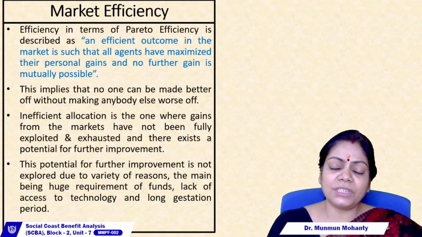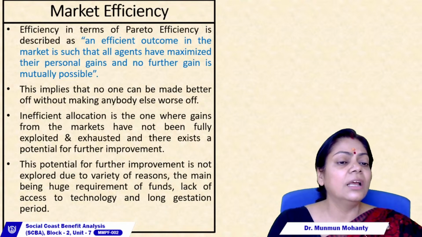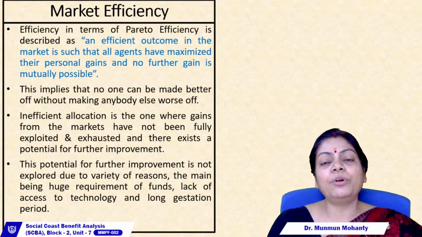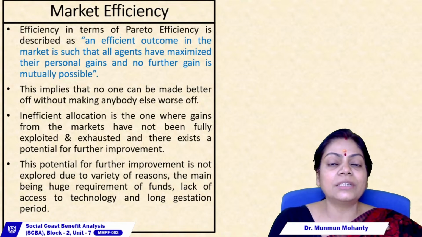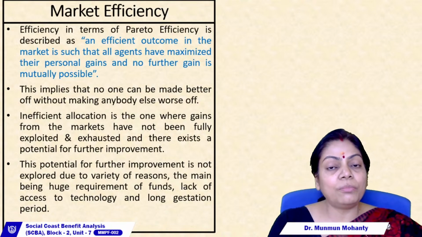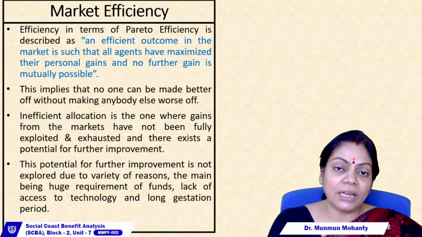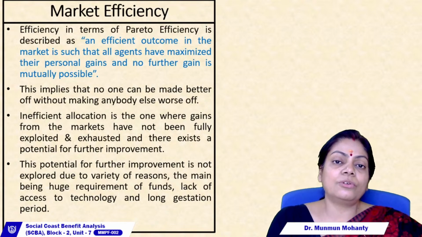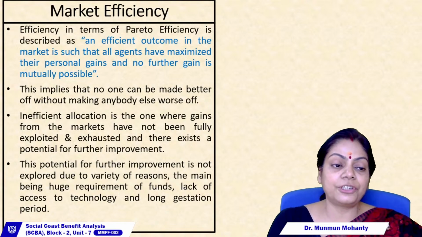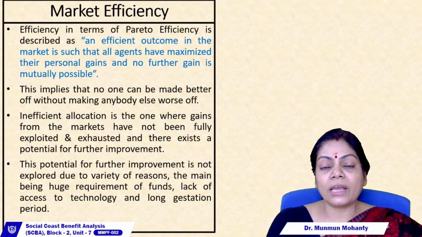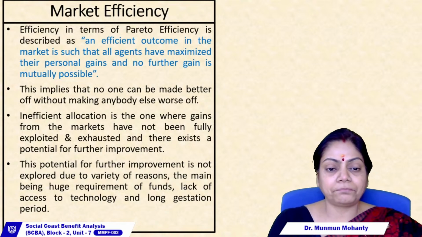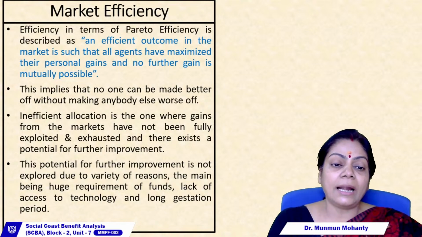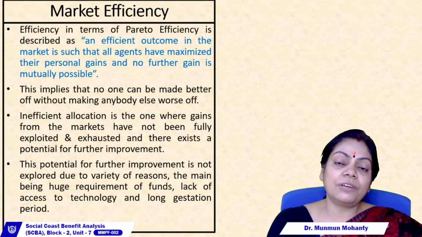Now, the meaning of this statement is that no one can be made better off without making anybody else worse off. That means if I have to benefit, I have to sacrifice somebody else's interest, then only I can become beneficial. So without making anybody worse off, you cannot benefit. That is the scenario when we say that the resource allocation is the best one and the markets are efficiently doing it. Whereas inefficient allocation is one where the gains from your market have not been fully exploited and exhausted, and there exists a potential for further improvement.